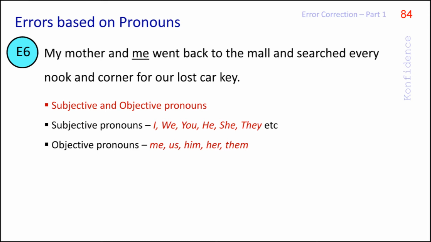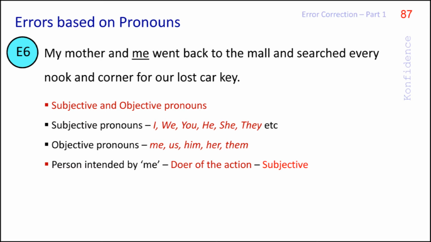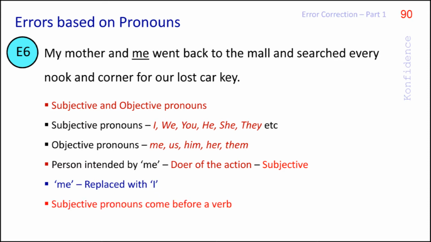In the first sentence, the person intended by me is the doer of the action in the sentence. So, it must be in subjective case. Hence, me should be replaced with I. Subjective pronouns come before a verb, whereas objective pronouns come after a verb.